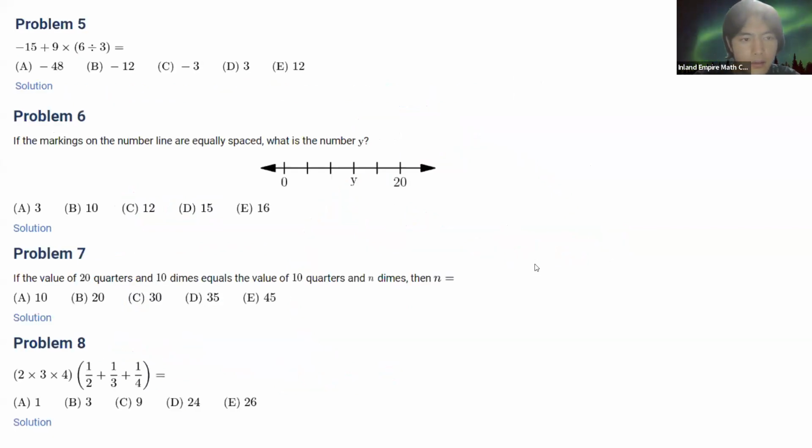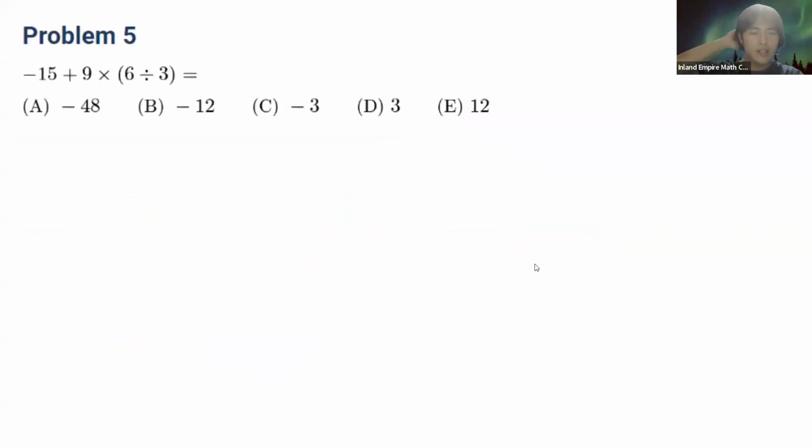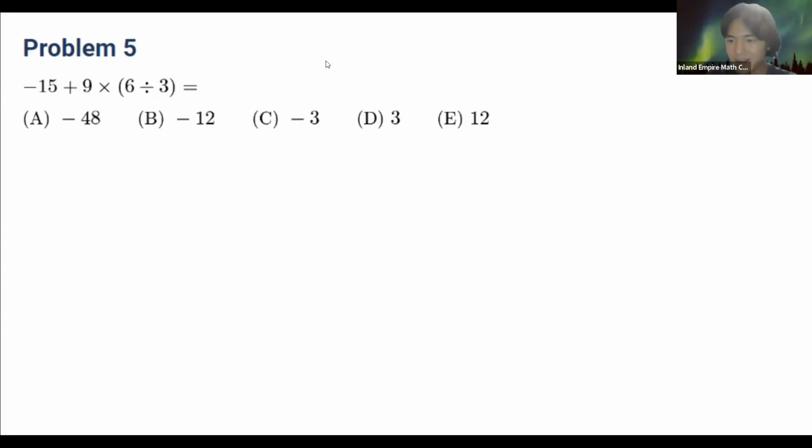All right, so for question 5, it's really just following the order of operations. Kimmy says he got C. Do we have any other answers? Okay, Jasper says D. Okay, so C or D.